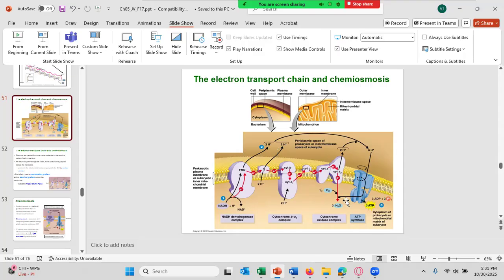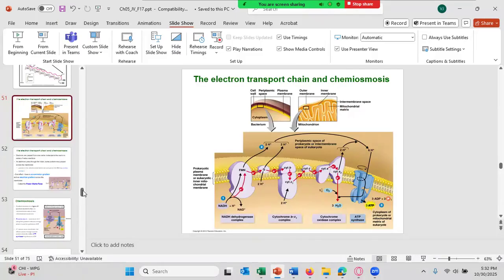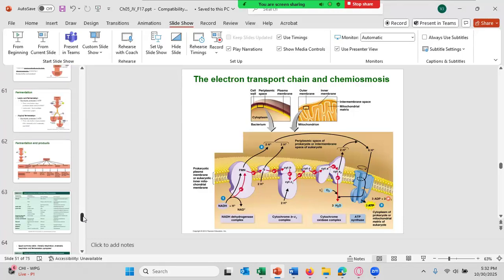The cyclic photosynthesis occurs in the chloroplast. Let me blow this up. So it's not the mitochondria here, but it's happening in the inner chloroplast membrane of a eukaryote cell.